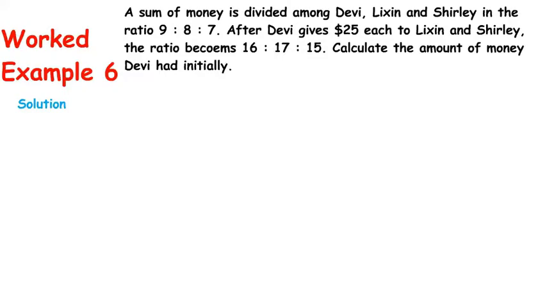A sum of money is divided among Devi, Likson, and Shirley in the ratio 9:8:7. After Devi gives $25 each to Likson and Shirley, the ratio becomes 16:17:15. Calculate the amount of money Devi had initially.